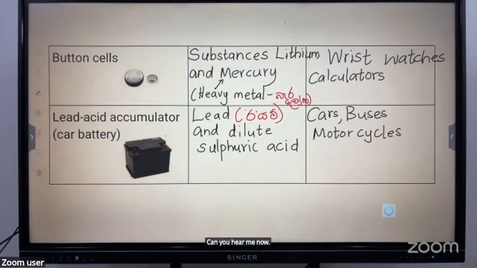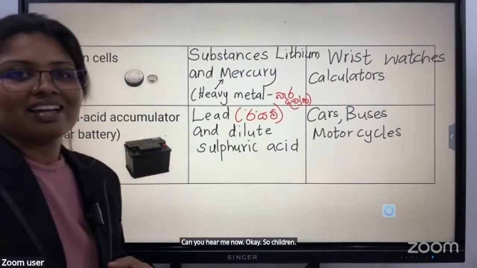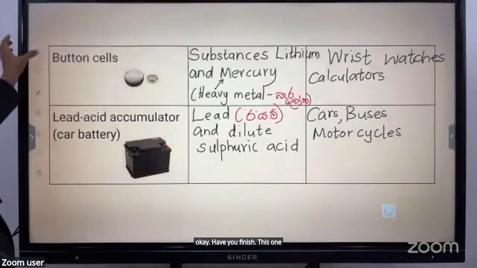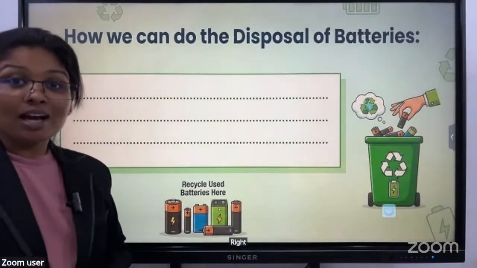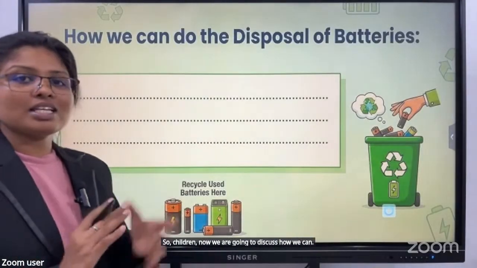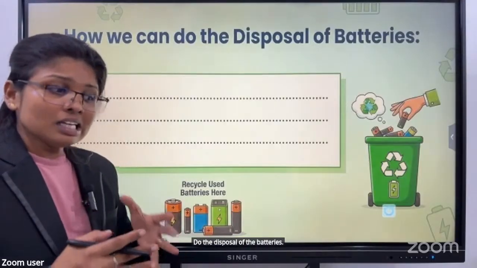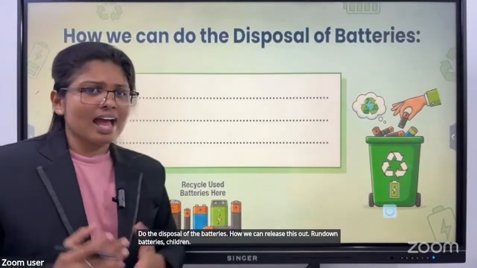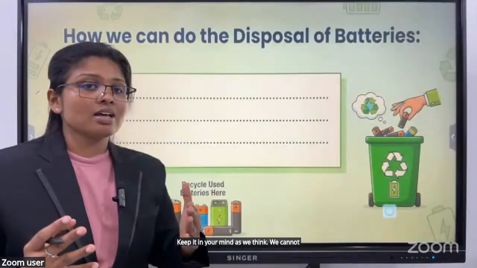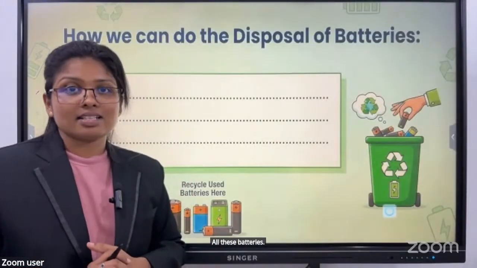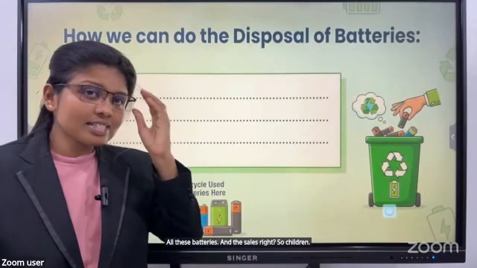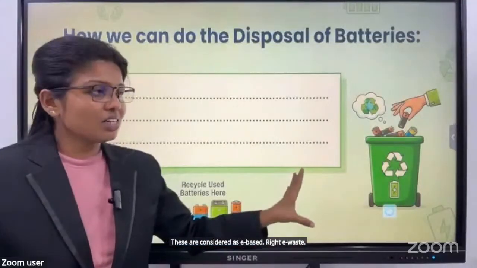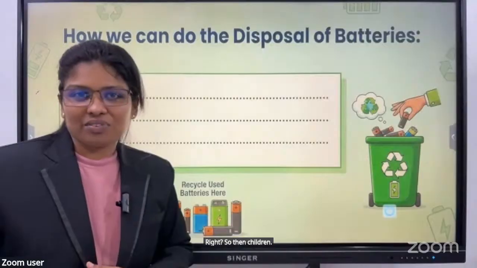Yes, teacher. Okay. So, children, have you written, finished this one? Yes, teacher. Okay. Right. So, children, now we are going to discuss how we can do the disposal of the batteries, how we can release these run down batteries. Children, keep in mind that we cannot release all these batteries and cells, right? So, children, these are considered as e-waste, right? E-waste, right? So then children, ඉලෙක්ට්‍රොනික අපද්‍රව්‍ය, e-waste.